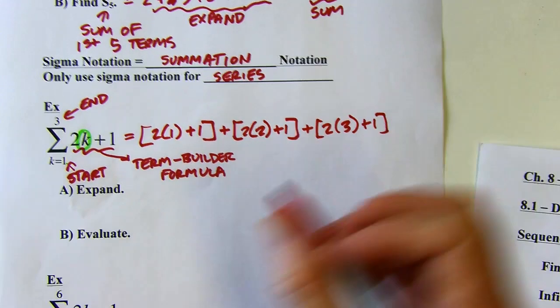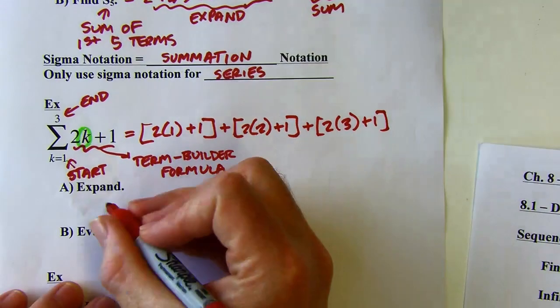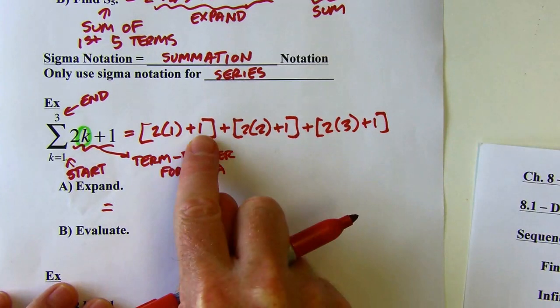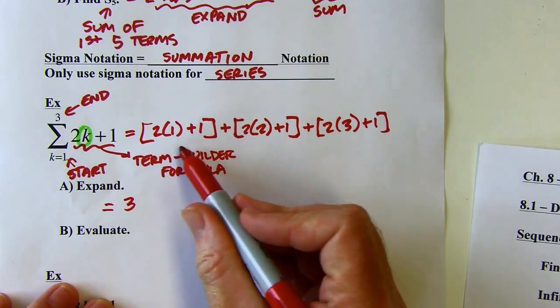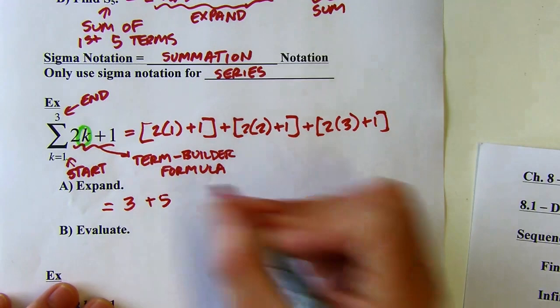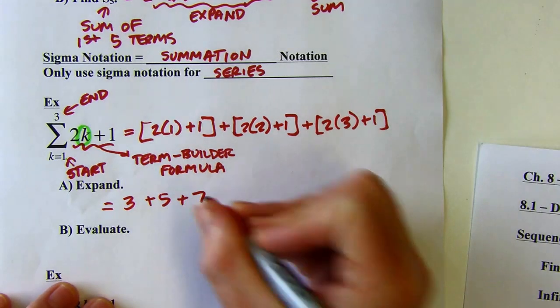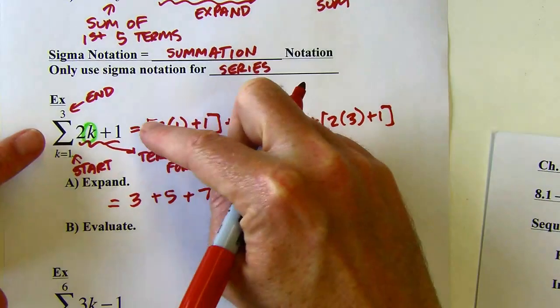When I'm asked for the expansion, I'd want to simplify each term. My first term is 2 times 1 plus 1, that would give me 3. So my first term simplified is 3. Then I've got 4 plus 1 over here, which is 5. And 6 plus 1 is 7. So this is an expansion: 3 plus 5 plus 7 means the same thing as this.